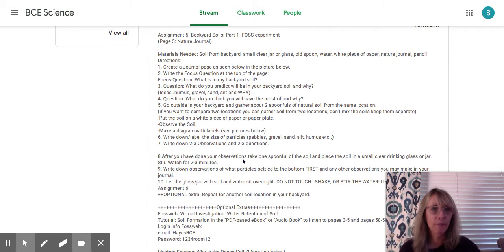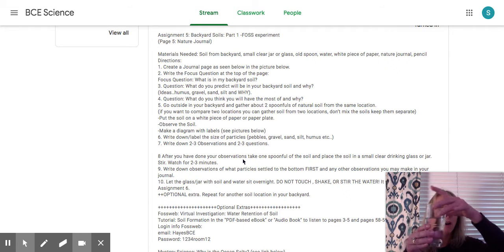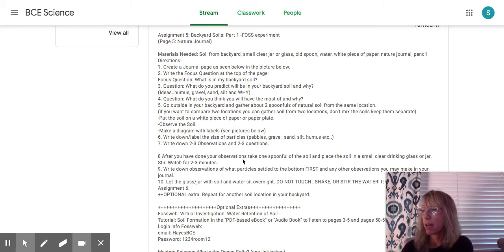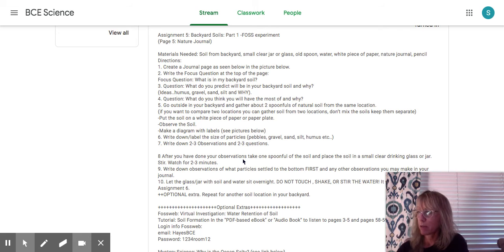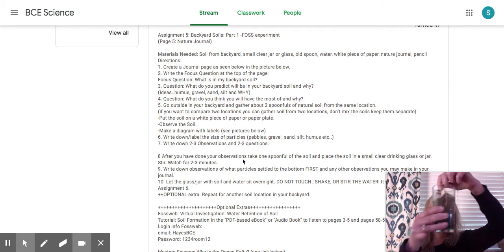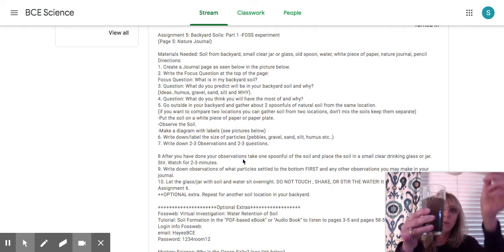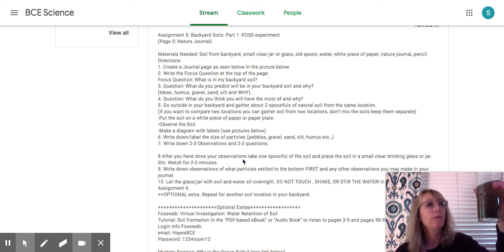So once you have done your diagram of your soil and done all your questions about your soil, you're going to take your jar of water or glass of water. You're going to add about 2 scoops of soil in there, and you're going to stir it around. I probably need to add a little bit more. There we go. And you're going to watch it just for a few minutes and see which particles settle first.